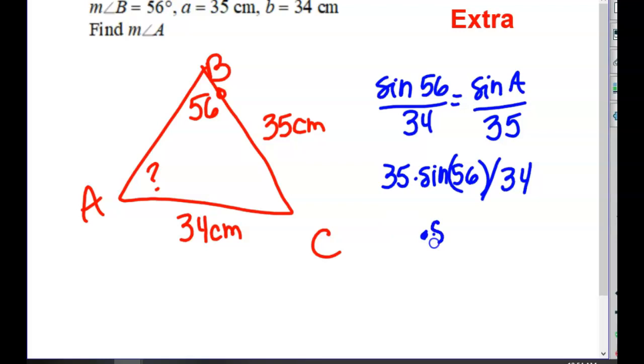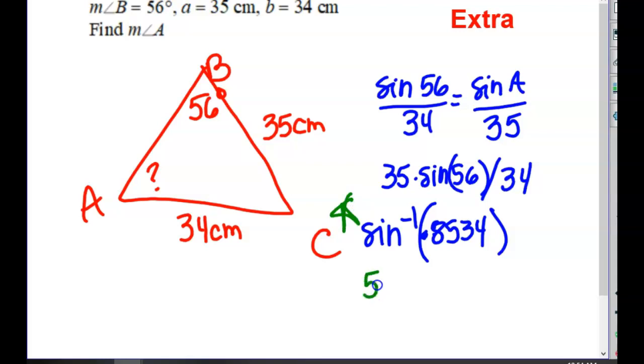.8534. And then I do second sine of that. And any time I do second sine, I should be thinking there could be two answers. So I get 58.6. And if I do 180 minus that number, I get 121.4.